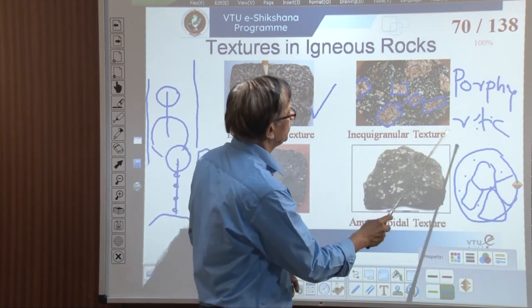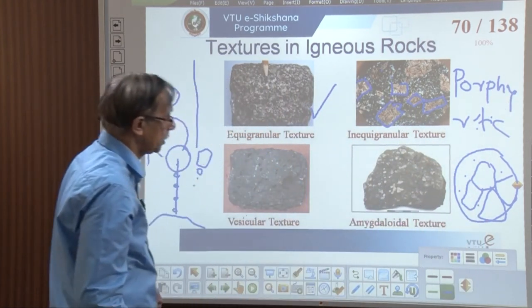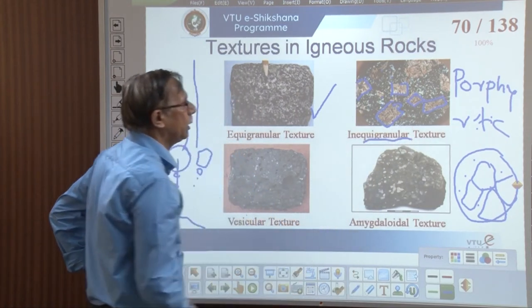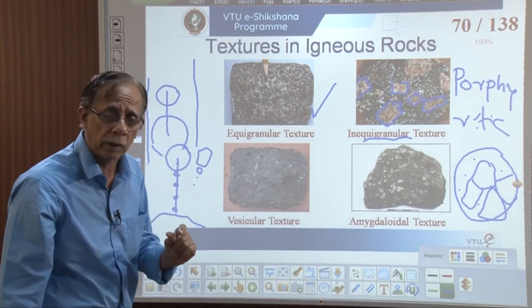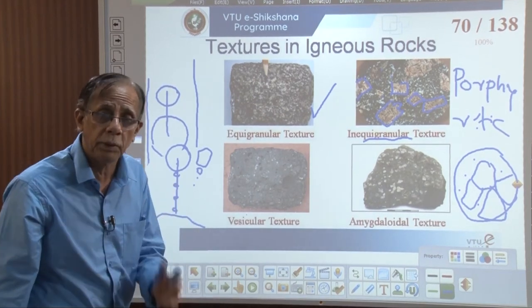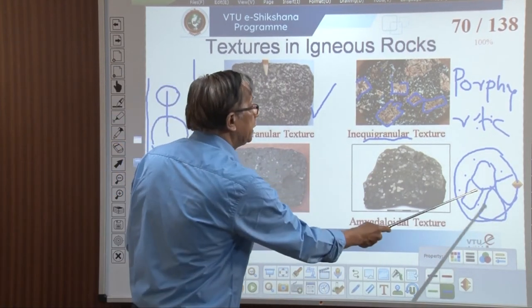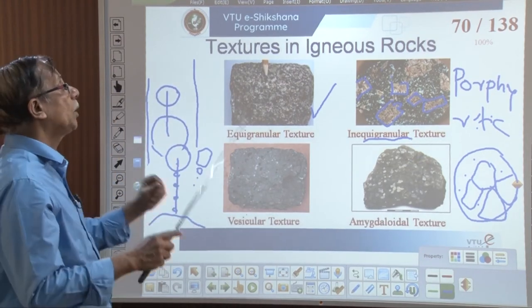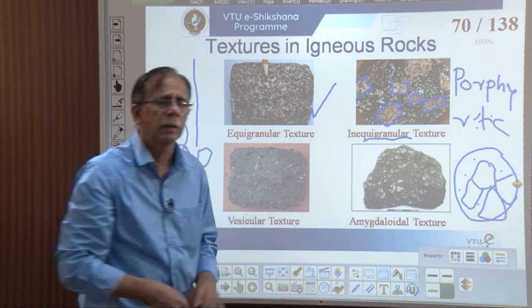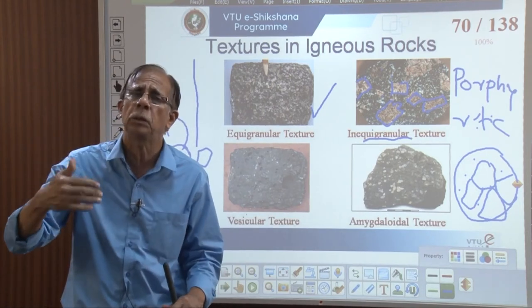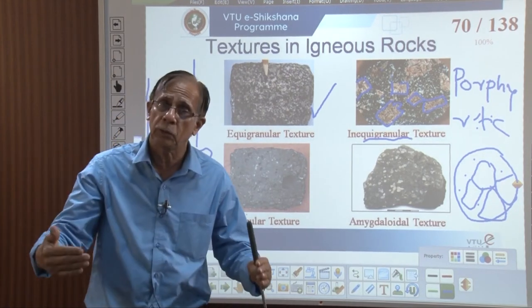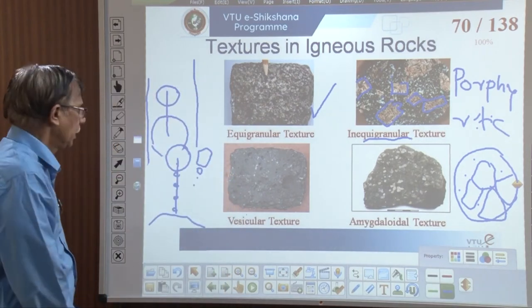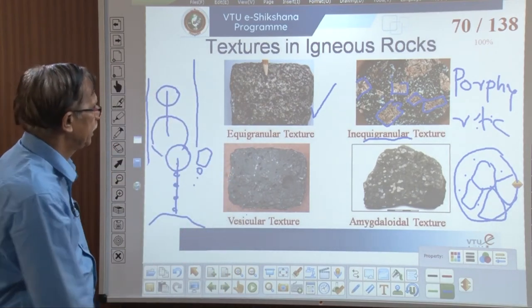This kind of texture is called porphyritic texture. Porphyritic is a case of inequigranular. When I say inequigranular, let us not mean it's only porphyritic. It can be poikilitic, it can be seriate, but in the majority of cases they are porphyritic. Therefore, people carry an impression that inequigranular means it is porphyritic. Not so, theoretically. Okay.